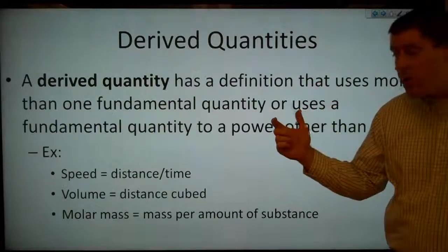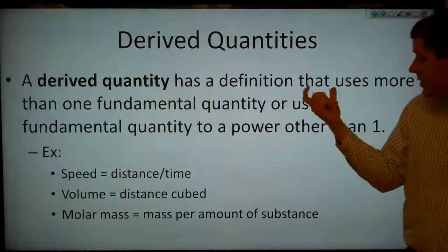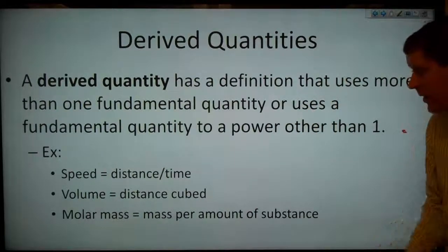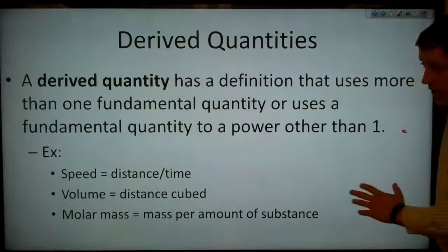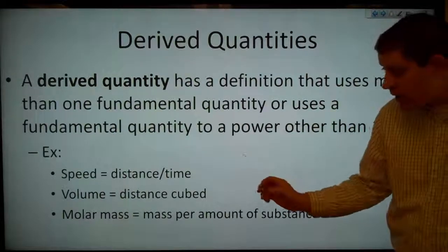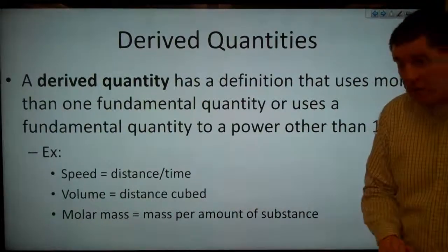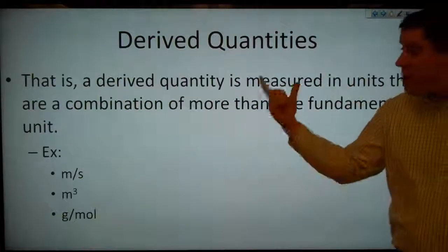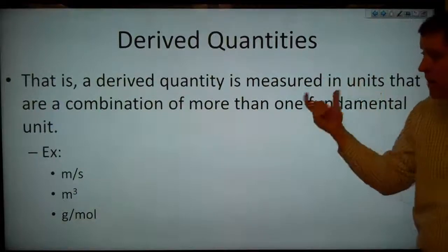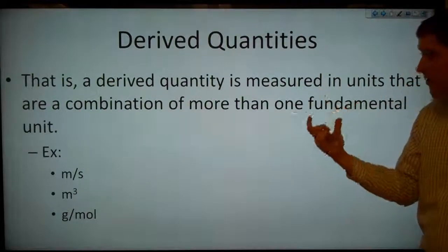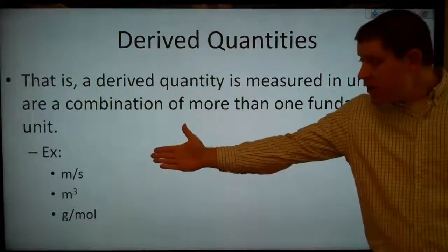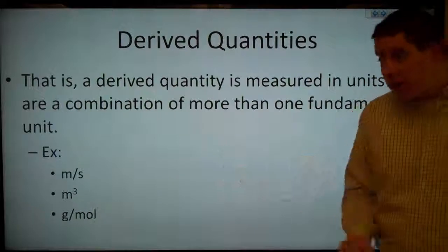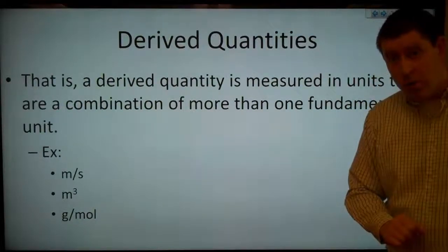In contrast to a fundamental quantity, a derived quantity has a definition that uses more than one fundamental quantity or uses a fundamental quantity to a power other than one. For example, speed is distance over time, volume is the cube of distance, molar mass is mass per amount of substance. That is, a derived quantity is measured in units that are a combination of more than one fundamental unit. For example, meters per second is a measurement of speed, meters cubed is a measurement of volume, and grams per mole is a molar mass.